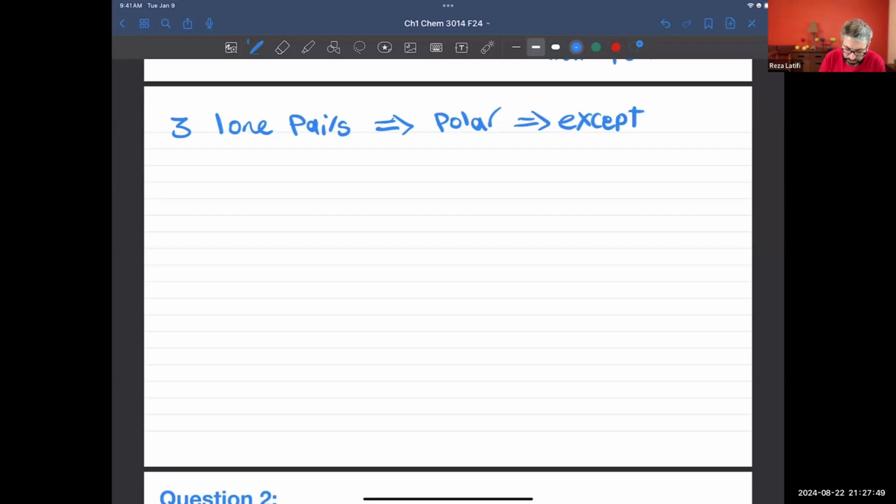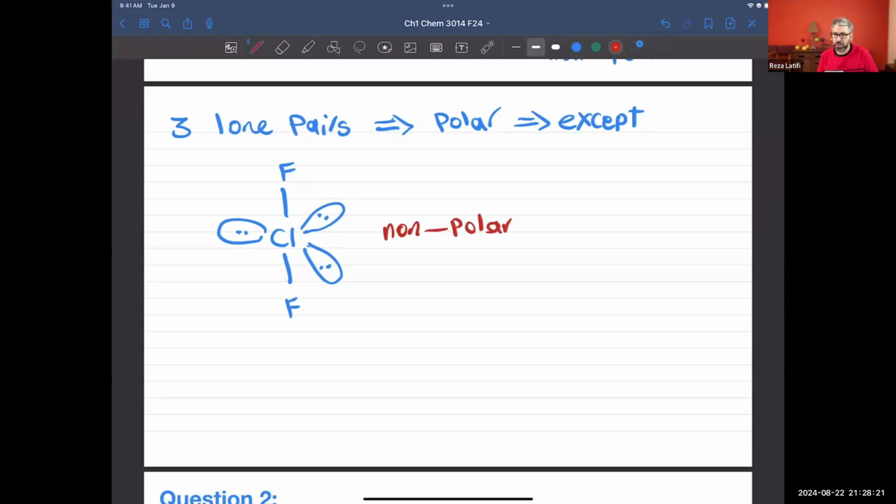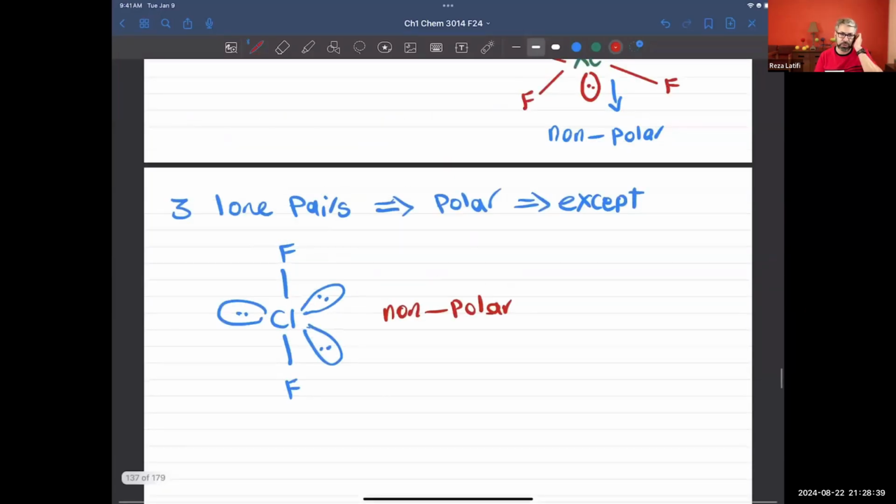You go, for example, Cl attached to fluorine, and say you have three lone pairs. That one will be non-polar. Remember, if you change one of the fluorines to another atom, for sure your molecule will be polar, because if you have non-identical elements, then you will have a polar molecule. But in this case, all the lone pairs are going to cancel each other, so your molecule will be non-polar.